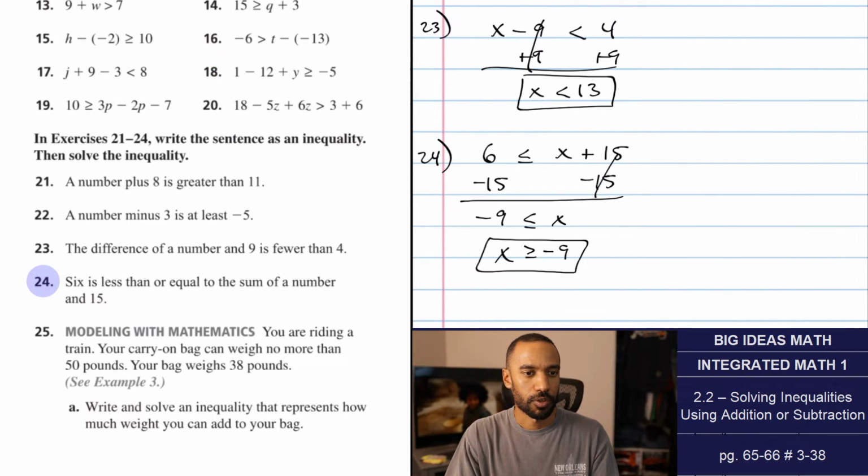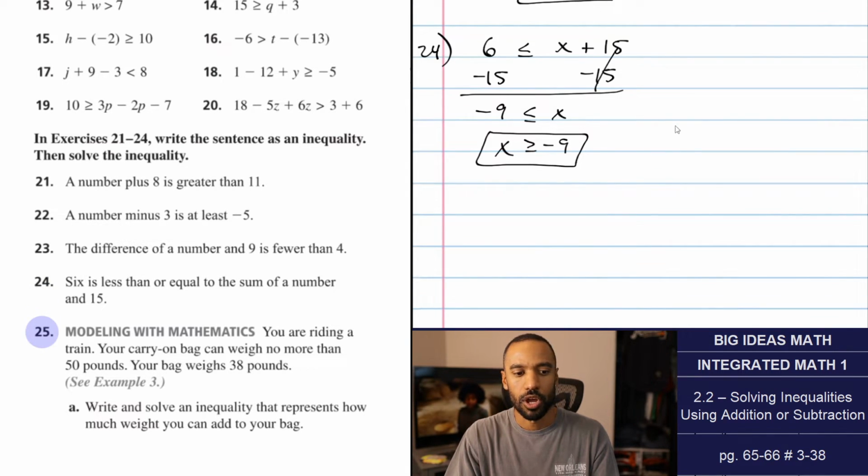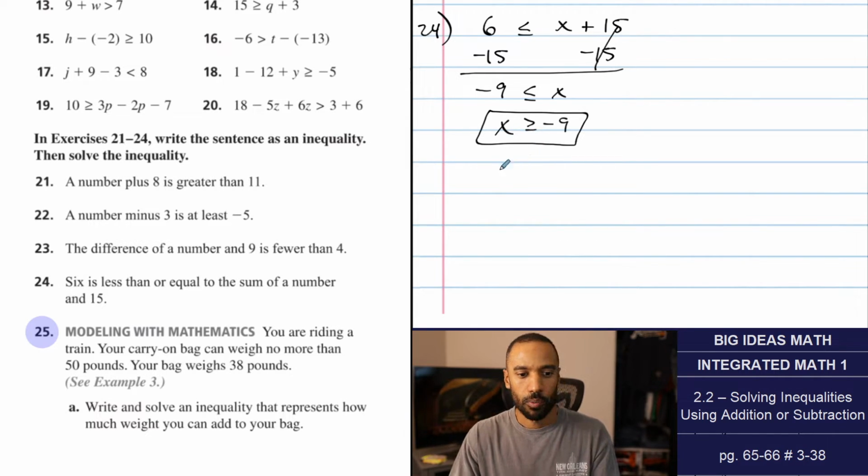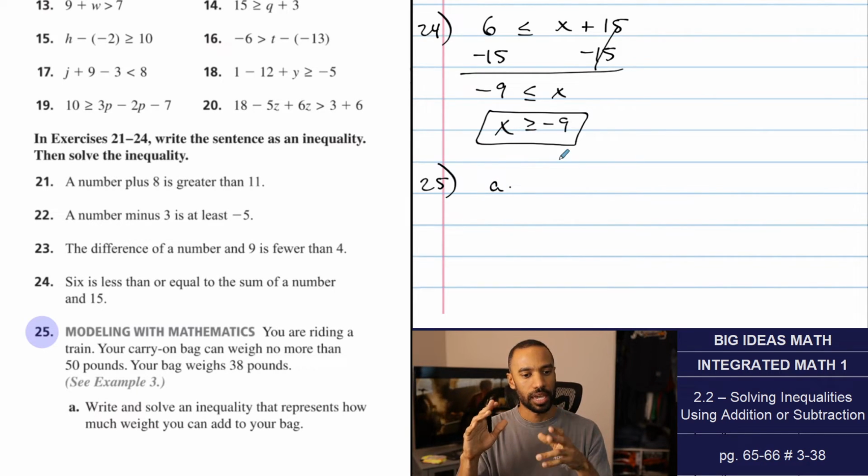Number 25, modeling with mathematics. You're riding a train. Your carry-on bag can weigh no more than 50 pounds. Your bag weighs 38 pounds. Part A, write and solve an inequality that represents how much weight you can add to your bag. So your carry-on can be no more than 50. Your bag currently weighs 38.